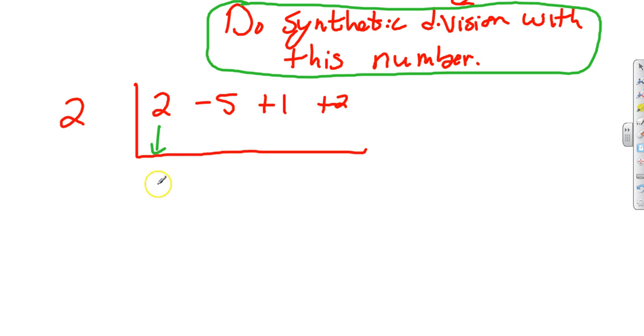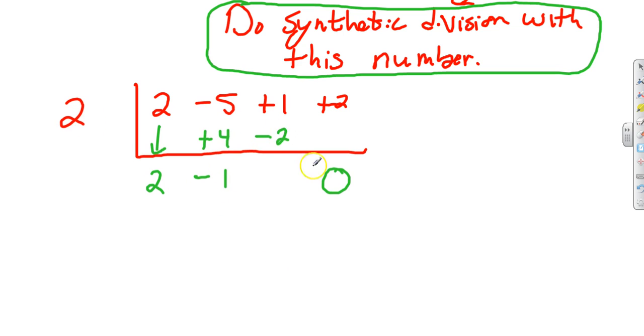Okay, key thing is first number always comes down, so we'll bring down the 2. And then we've got 2 times 2, which is 4. Now, the good thing on this one was they told us that it was a 0, which means at the end, we already know the remainder has to be 0. If it's not, you did something wrong. You've got to go back and check your synthetic division. So 2 times 2 is 4, negative 5 plus 4 is negative 1.